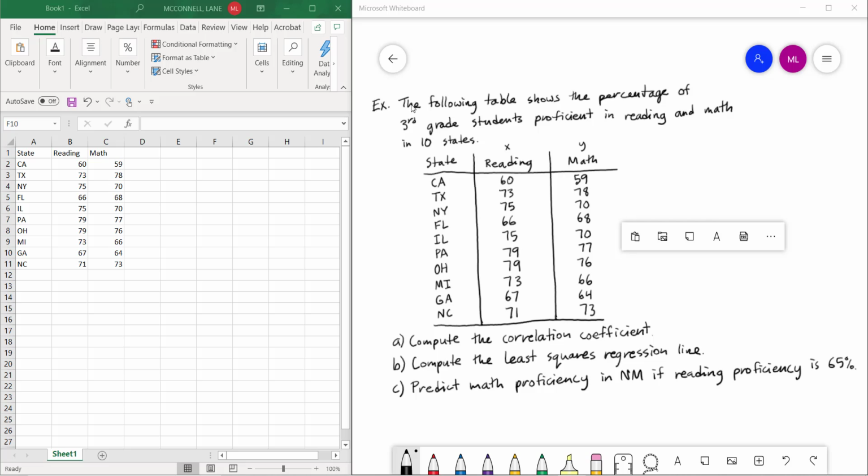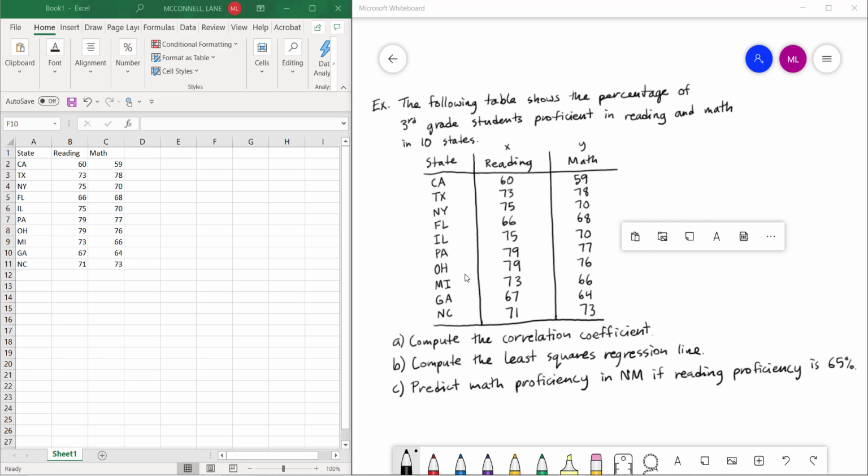The problem states that the following table shows the percentage of third grade students proficient in both reading and math in 10 states. And it has the list of each state here. Again, they appear to be basically just the most populous states. It has the percentage of students proficient in reading in this column and the percentage of students proficient in math. So for example, for California, 60% of their students are proficient in reading, 59% in math. And so that gives you the ordered pair for each state, our ordered pair x, y values that we're going to be using.